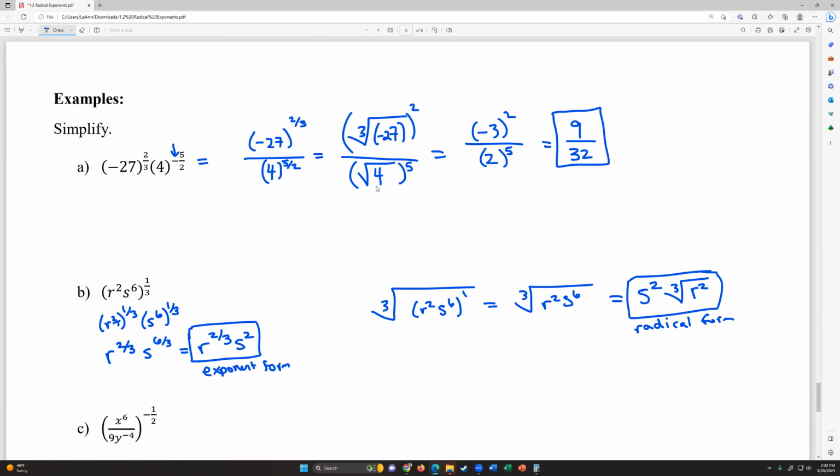So just pay attention to the directions. Did they ask for you to write your answer with exponents or with radicals? That determines if they want this rational exponent in exponent form versus radical form.